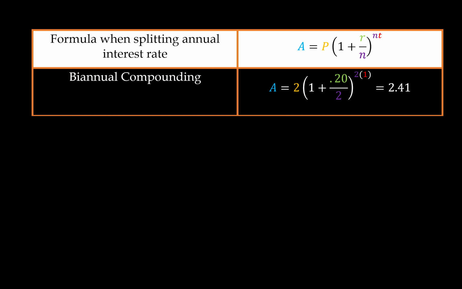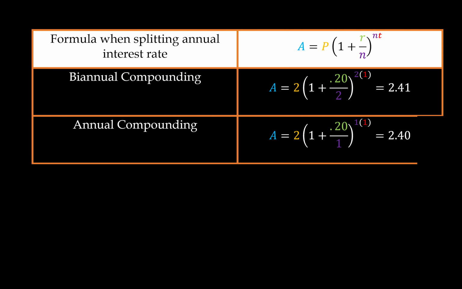So if I had a principal investment of $2 and an annual interest rate of 20%, compounded biannually, then after 1 year, I would have $2.41. Let's compare this to the accumulated amount I would have if I were to just get one annual compounding. Notice how when I split my interest payment, I end up with more in my ending balance.